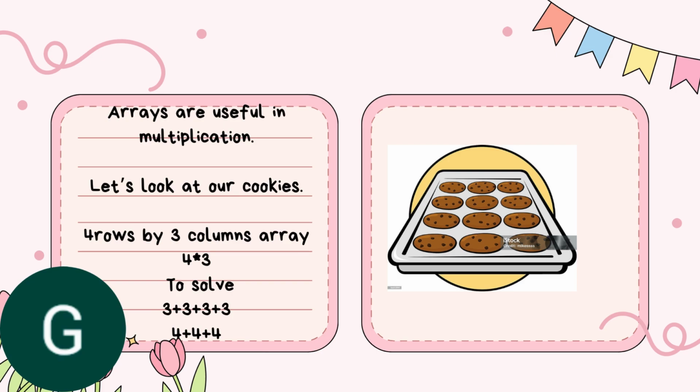3 columns. And in each column, there are 4 cookies. Or we could do 4 plus 4 plus 4, because we know we have 3 columns. And in each column, there are 4 rows of cookies, okay? We have 4 cookies. So let's go ahead, pause the video, and I want you to solve this problem.